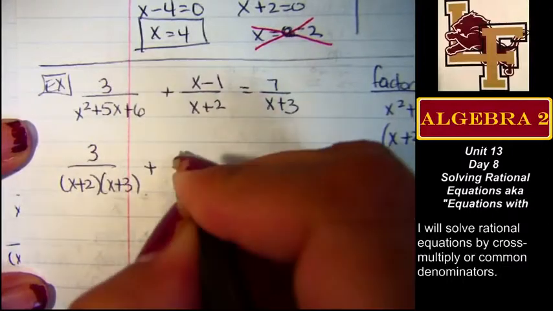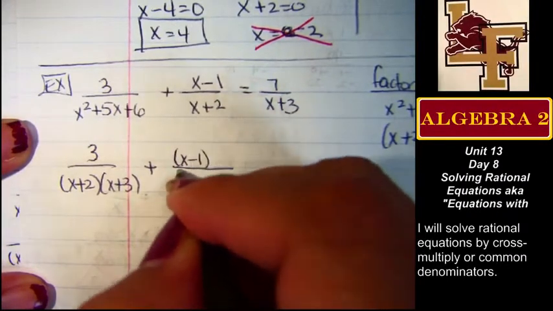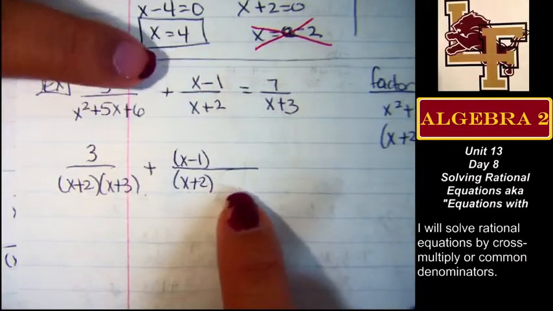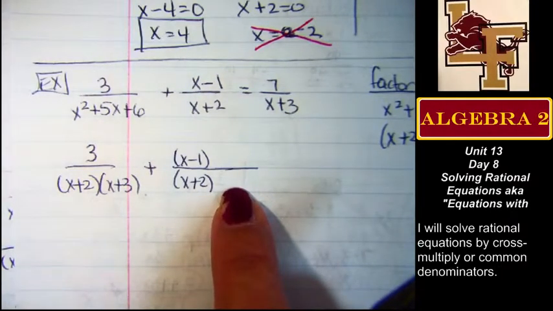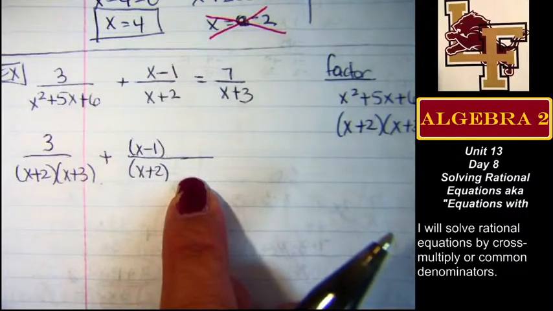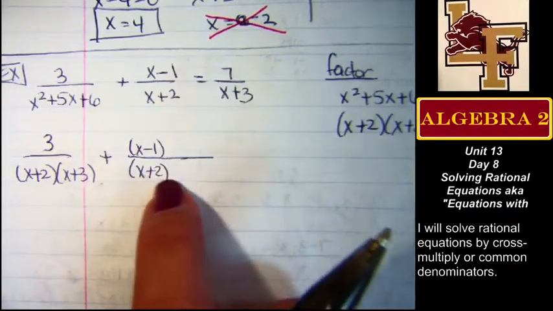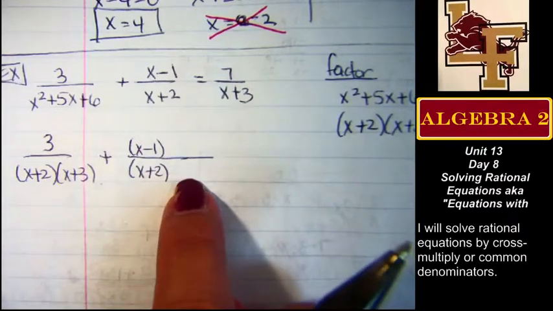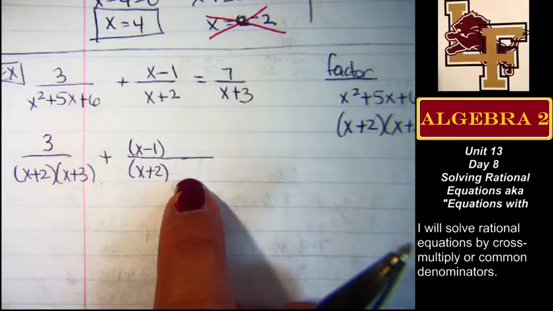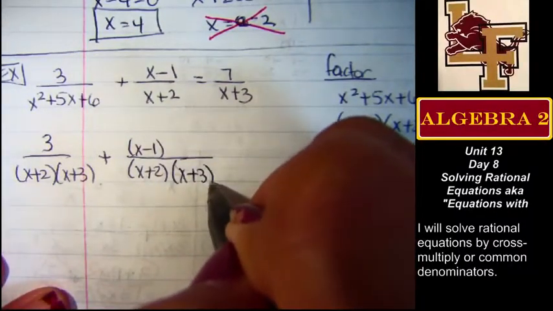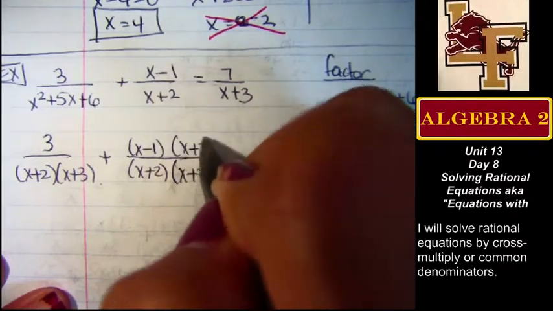Alright, the second fraction. What is missing out of the denominator to make it look like the common denominator? Which factor is it missing? On this second fraction, which factor is missing? The x plus 3 factor. So I'm going to stick the x plus 3 factor in, and what I do to the bottom, I have to do to the top.